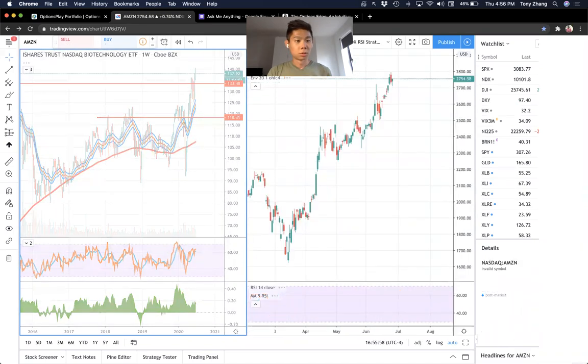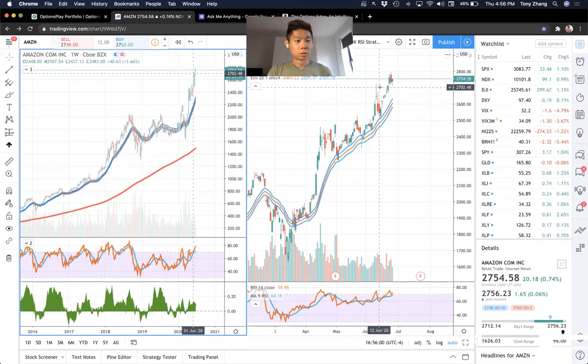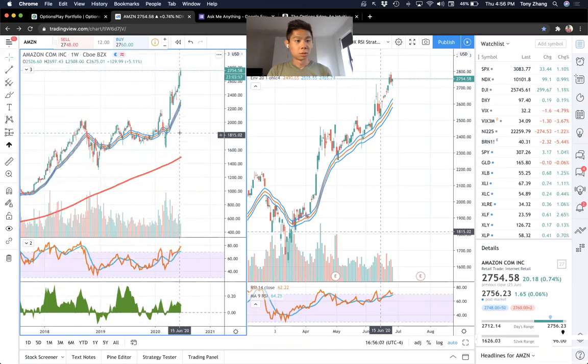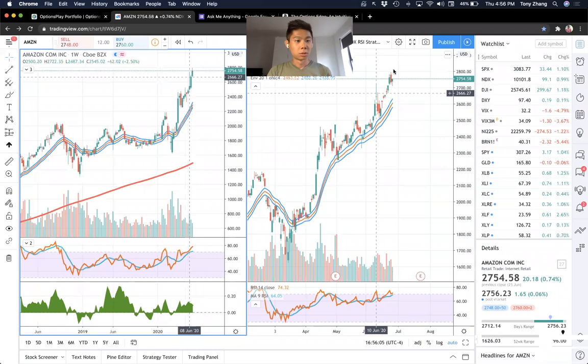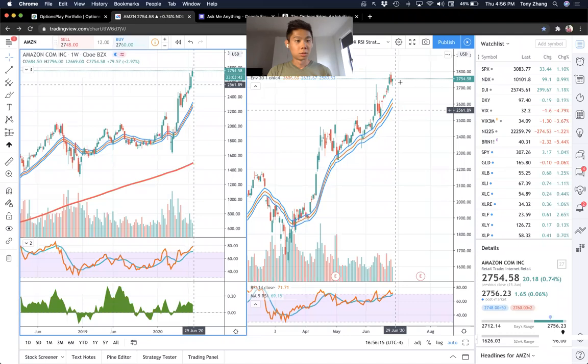Sorry about that. One of my concerns about Amazon is really just the moves to the upside. We've seen quite a bit of negative divergence. As Amazon continued to move higher, momentum could not confirm that move higher, which is part of why I started to take some profits on this. I still like Amazon long-term for the fundamentals, but short-term positioning, I just thought was a little stretched here.